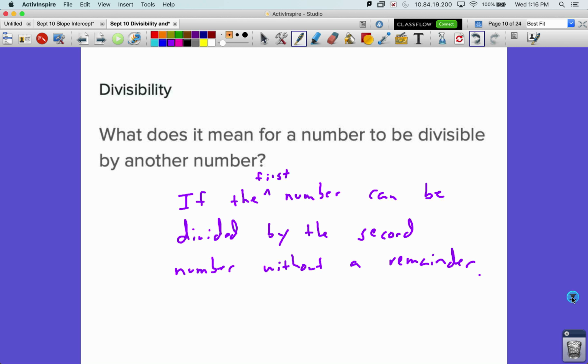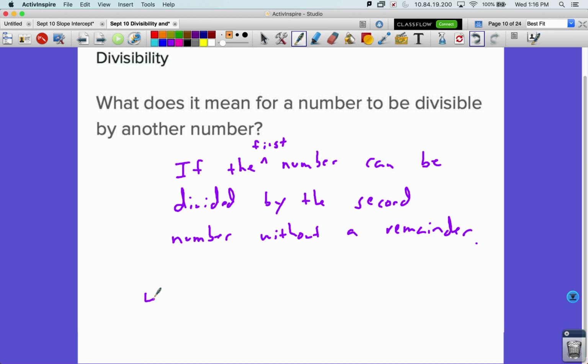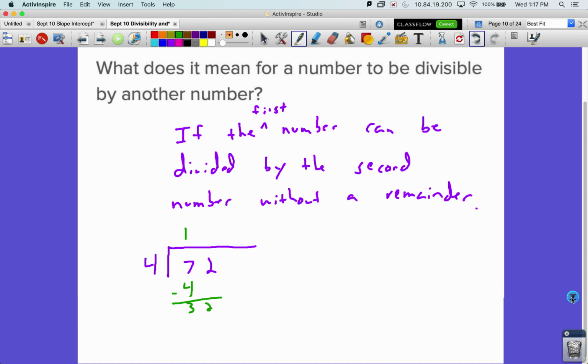All right, so let's see, does 4 go into 72 evenly? All right, so does the 4 go into the 7? Yes, one time. Subtract away, 3 left over. Does 4 go into the 32? Yes, 8 times. That's a 32, subtract it away. This is our remainder. So no remainder. And that means that 72 is divisible by 4.